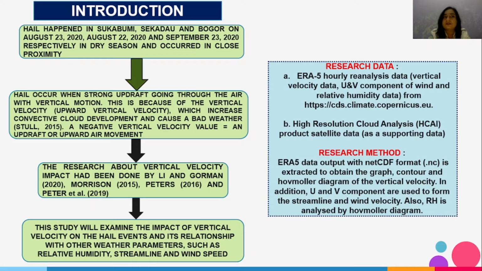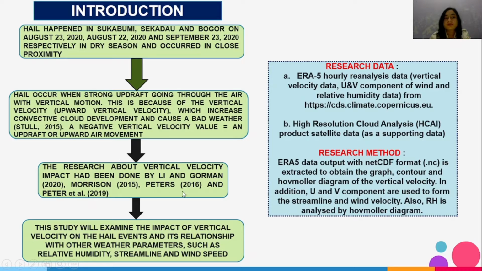Hail happened in Sukabumi, Sekadau, and Bogor on August 23, August 22, and September 23, 2020, respectively, in the dry season. Hail occurs when a strong updraft goes through the air with a vertical motion. This is because of the upward vertical velocity, which increases convective cloud development and causes bad weather. A negative vertical velocity value means that there is an updraft or upward air movement.